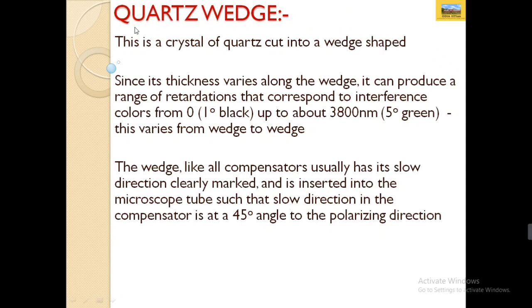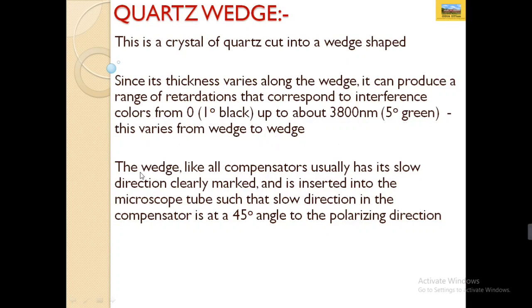Now quartz wedge. Quartz wedge is a type of accessory plate. This is a crystal of quartz cut into a wedge shape. Since its thickness varies along the wedge, it can produce a range of retardation that corresponds to interference colors such as 0 to 3800 nanometer. Here 1st order black to 5th order green, which varies from wedge to wedge.